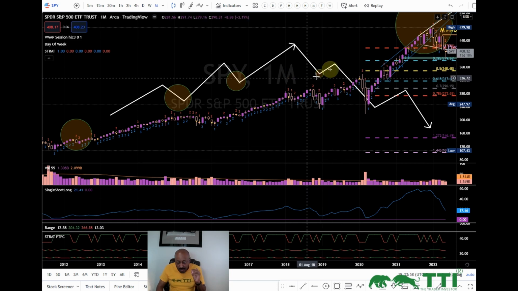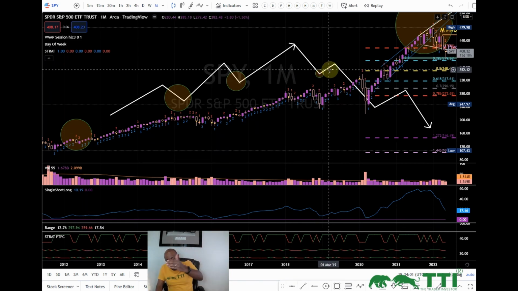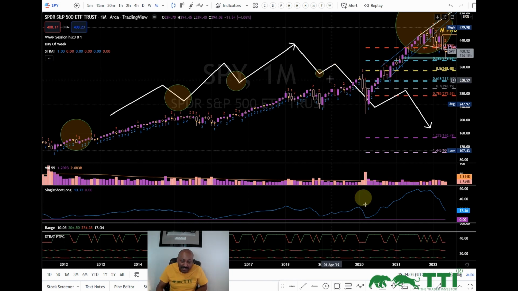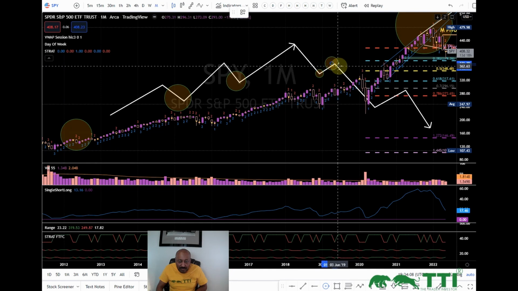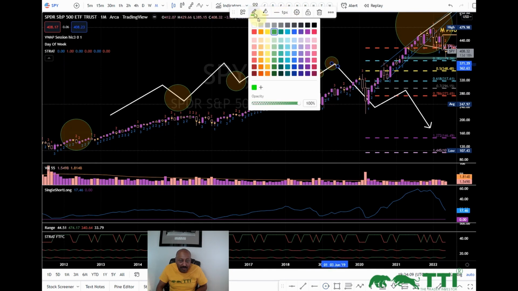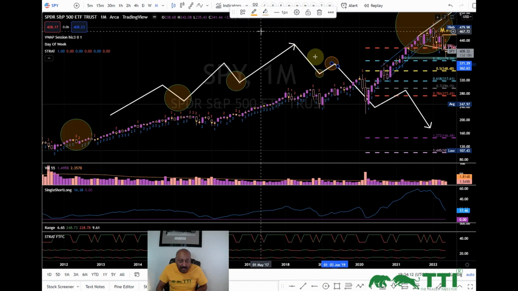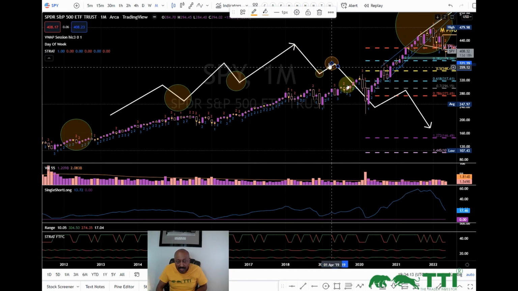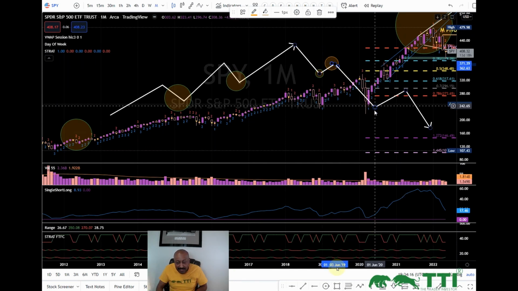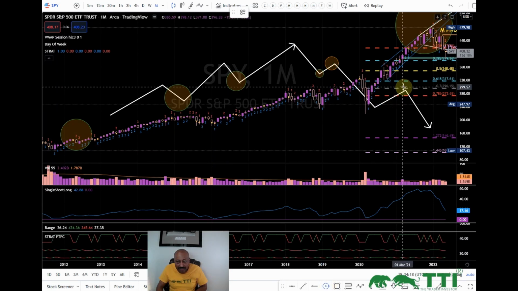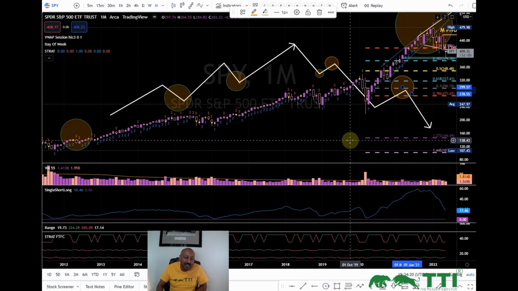So when you know a structure is broken, then you start to think of entering a position to the downside. Now to the downside, we're entering when it is pulling up the other way. Right? We're not chasing and entering down here. We're chasing when it has a rally, and we enter at that rally.